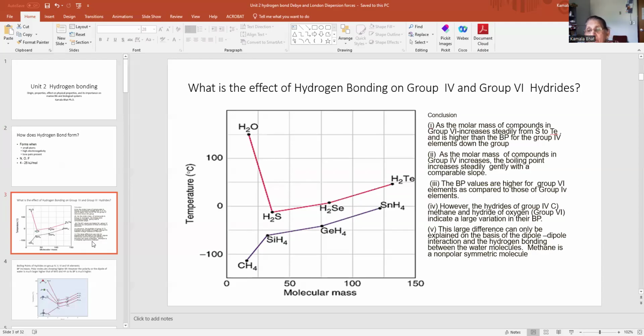However, the hydride of group 4, methane, and the hydride of oxygen, group 6, indicate a large variation in their boiling points. This large difference can only be explained on the basis of the dipole-dipole interaction and the hydrogen bonding between the water molecules. Methane, by its very structure, is a nonpolar symmetric molecule.